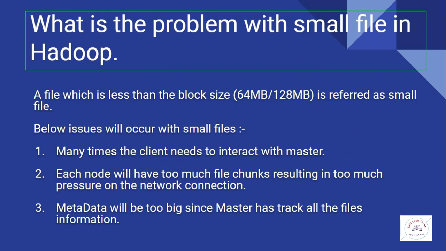What is the problem with small file in Hadoop? A file which is less than the block size 64 MB or 128 MB is referred as small file. Below issues will occur with small files. Many times the client needs to interact with master. Each node will have too many file chunks resulting in too much pressure on the network connection. Metadata will be too big since master has to track all the files information.